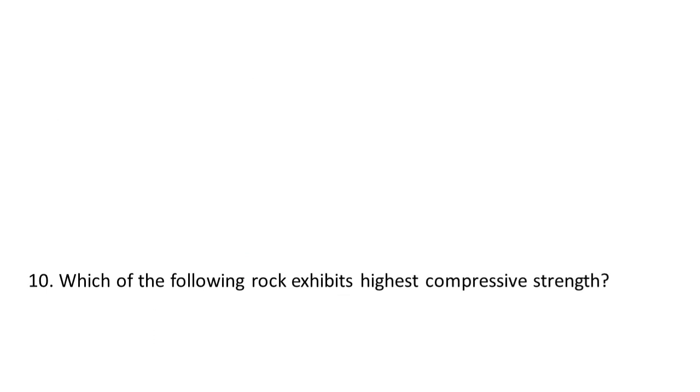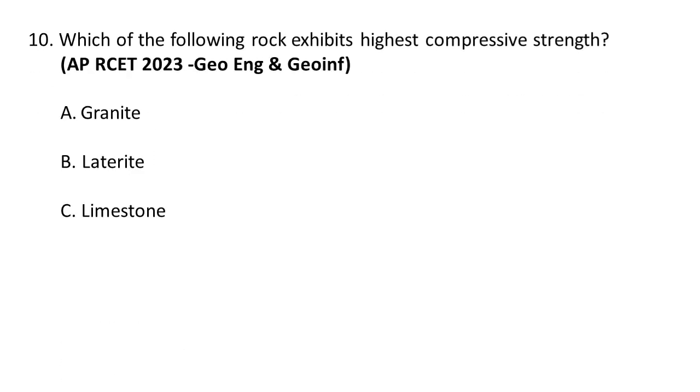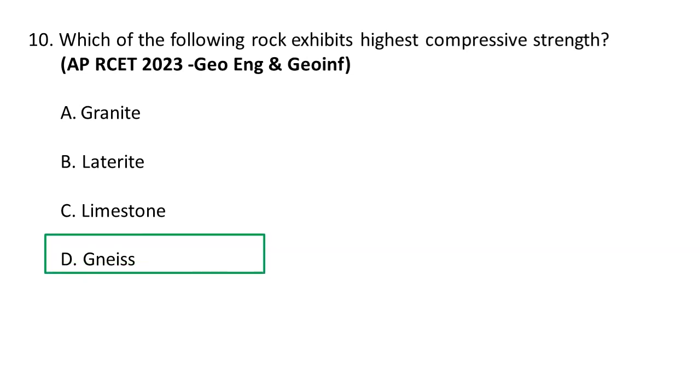Next question. Which of the following rocks exhibits the highest compressive strength? A. granite, B. laterite, C. limestone, and D. gneiss. Out of these, gneiss exhibits the highest compressive strength when compared to granite, laterite, and limestone. So that's why D is the correct option.